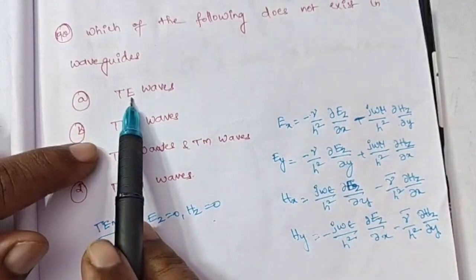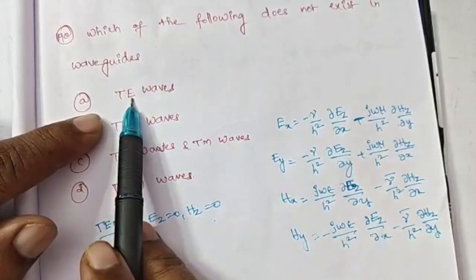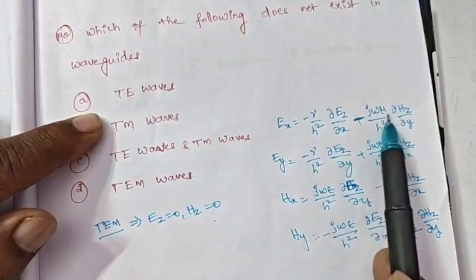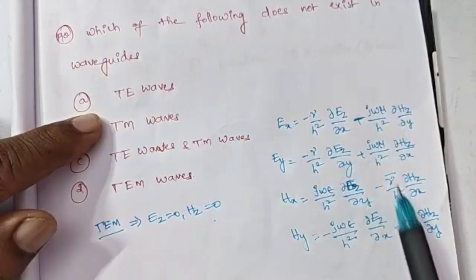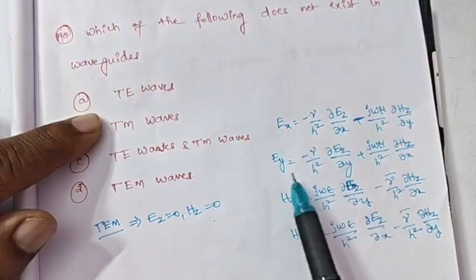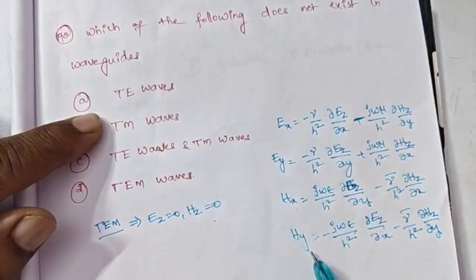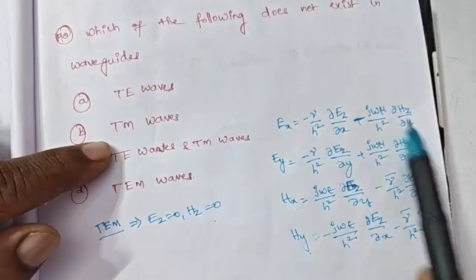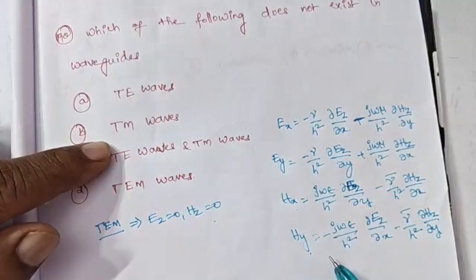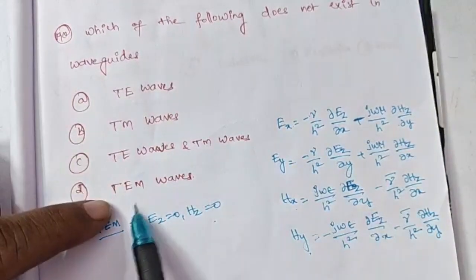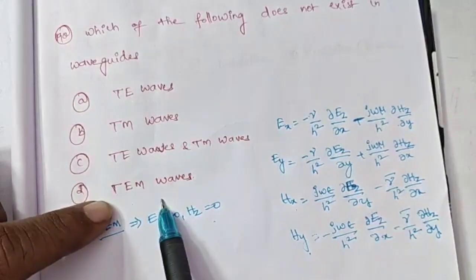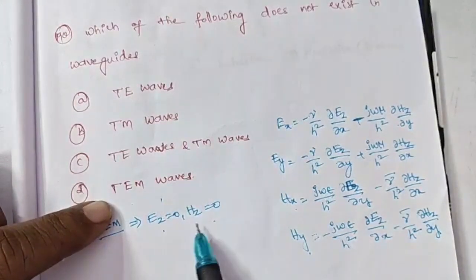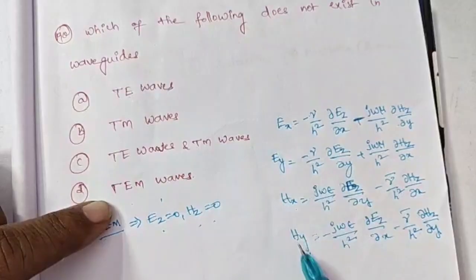If I take a TE wave, the transverse electric wave, so Ez equal to 0. If Ez is 0, the remaining field components will be there, right? So in this case, Ex will be there, Ey will be there, Hx will be there, Hy also there. Even for a TM wave, Hz equal to 0. If I substitute Hz, all the other field components exist. But if I take a TEM wave, transverse electric and magnetic wave, if I substitute Ez and Hz equal to 0, all the field components become 0.